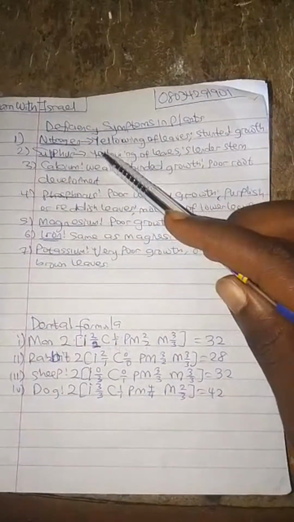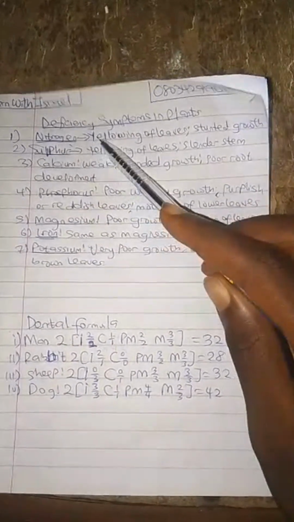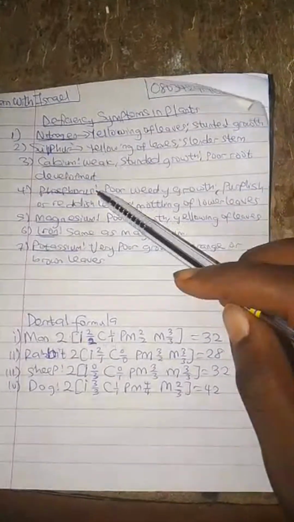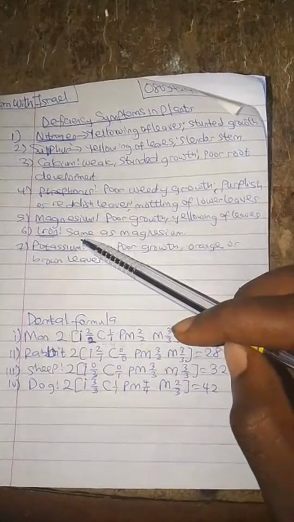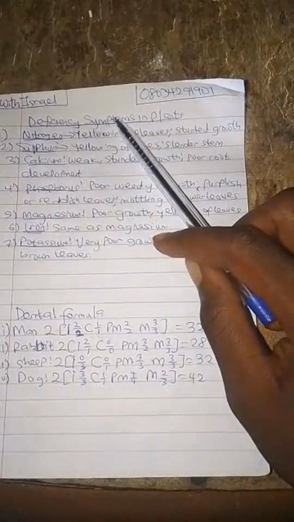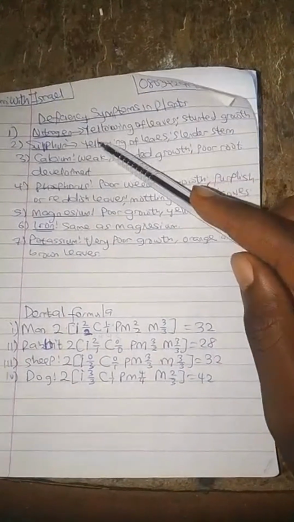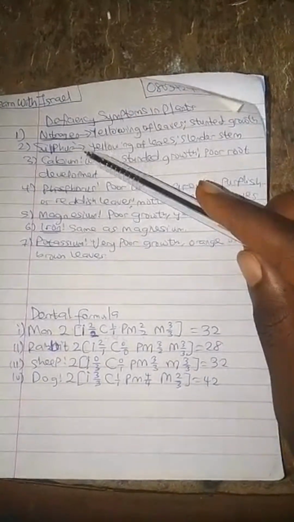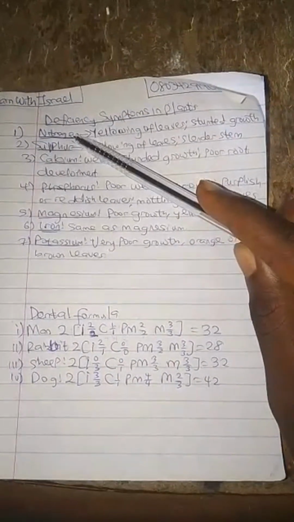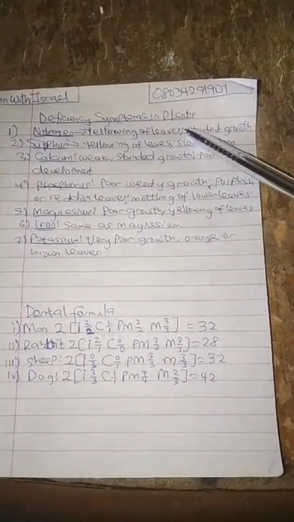So these are the deficiency symptoms in plants. We have nitrogen, sulfur, calcium, phosphorus, magnesium, iron and potassium. So nitrogen, the deficiency of nitrogen is yellowing of leaves, stunted growth. So what's deficiency? Deficiency means lack of that particular thing. So lack of nitrogen, once there is lack of nitrogen in plant, yellowing of leaves occur, stunted growth occur.